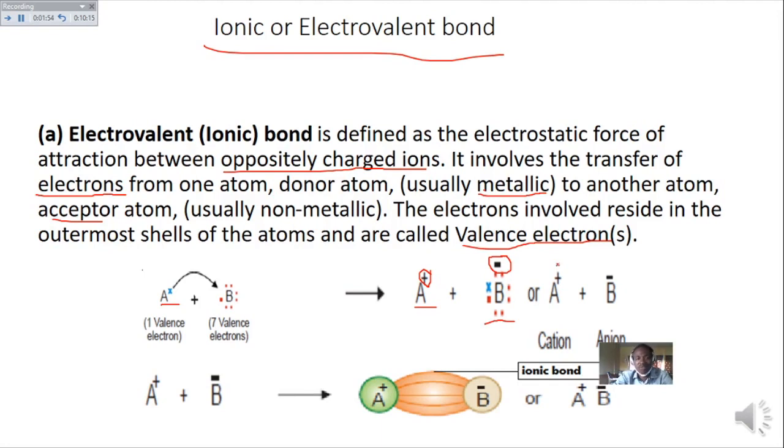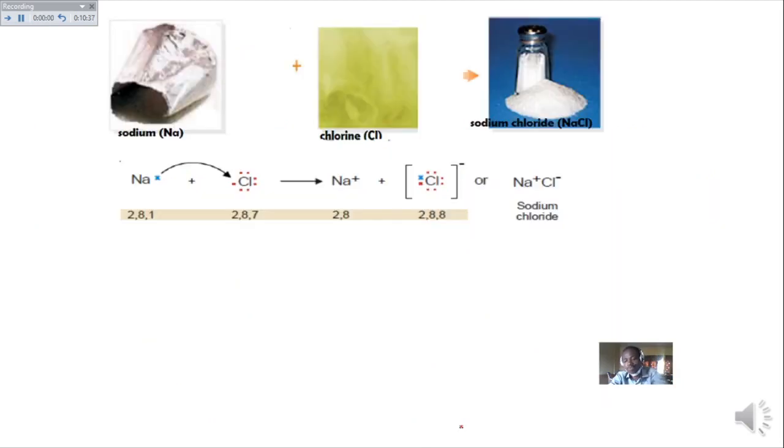For this electrovalent bond to occur, the two atoms must be what? Oppositely charged ions. Now, you have plus and you have what? Minus. They cannot but combine together, and that is what is happening here. They combine together to form what we call an ionic bond. And that is what we have here.